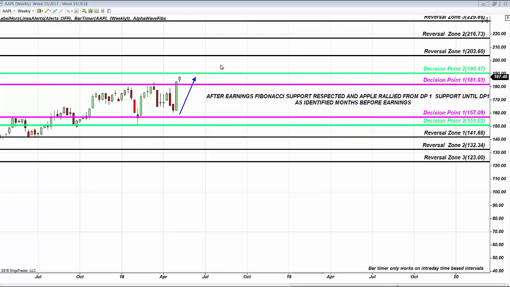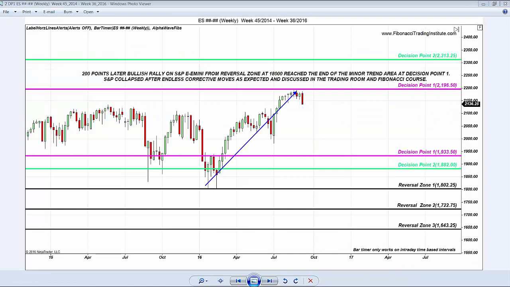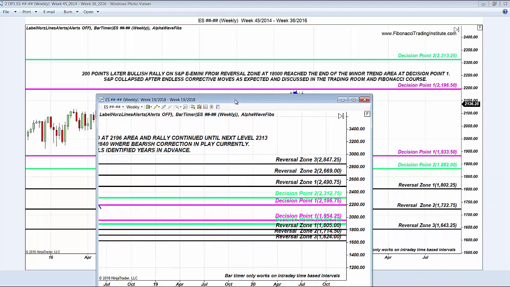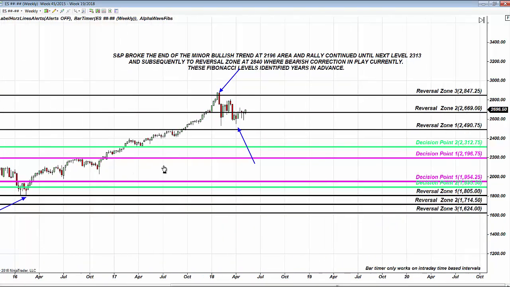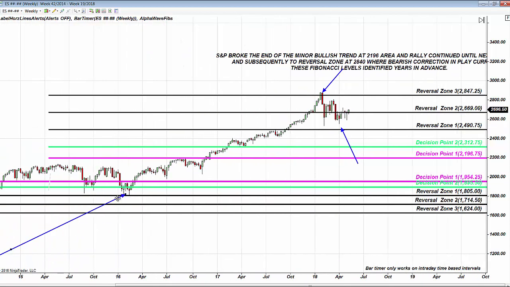Support respected and Apple skyrocketed, breaking through this resistance just like S&P had done on this chart. This is S&P now on weekly. This is where market is. This was market 2016. And this is what we're dealing with on weekly. Every single chart, identical strategy. Every single chart, identical price action.